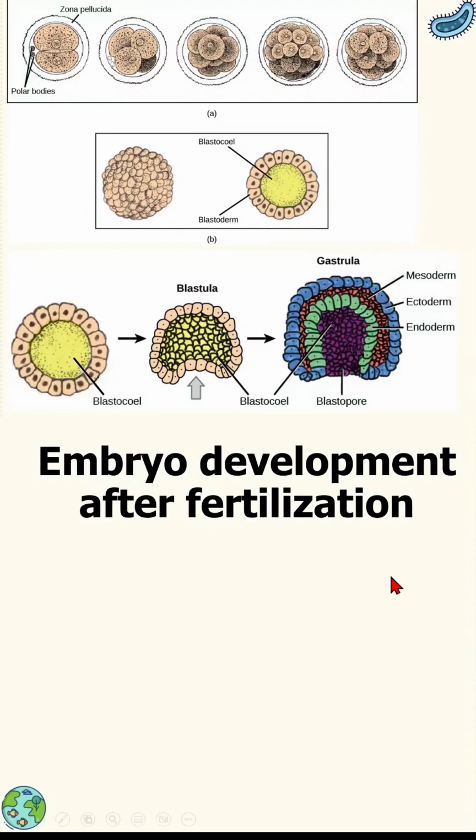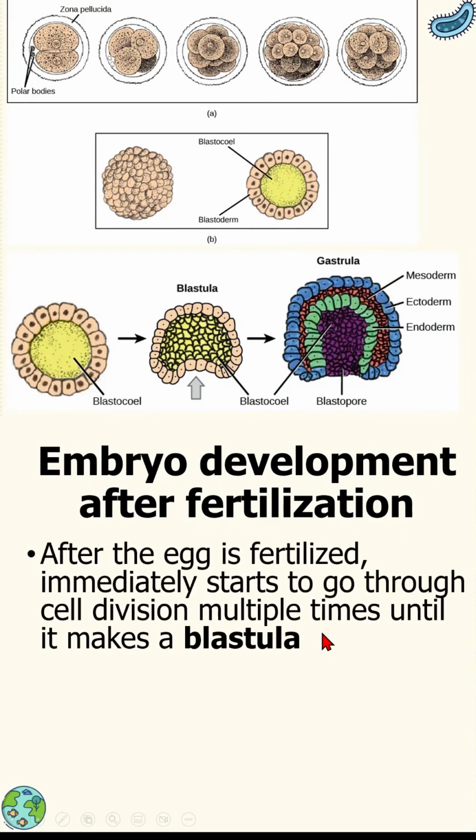So we talked about in a different video how organisms can reproduce. And when organisms reproduce using sexual reproduction, there's going to be an egg being fertilized by sperm. And so after fertilization, now the embryo can develop. And so what we're going to be talking about is what happens.